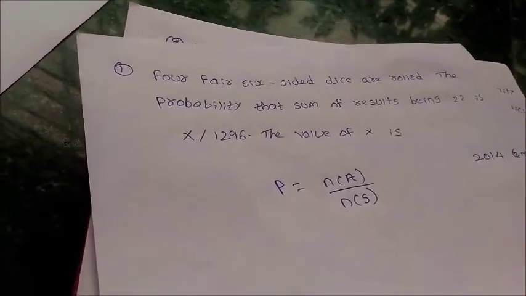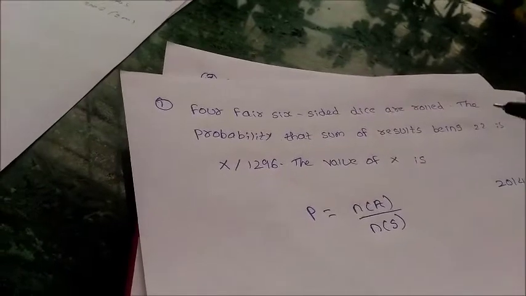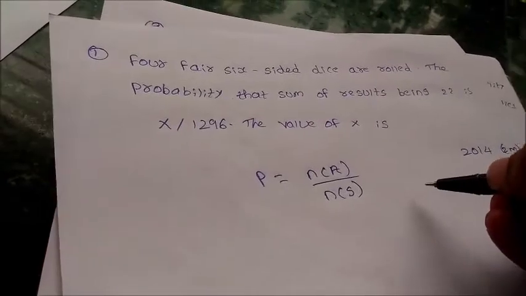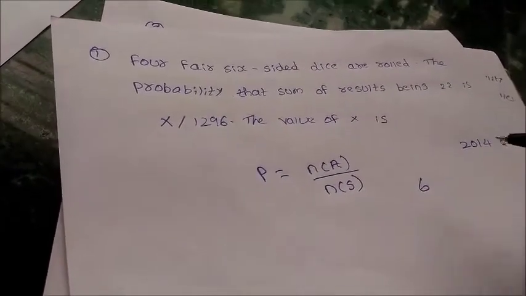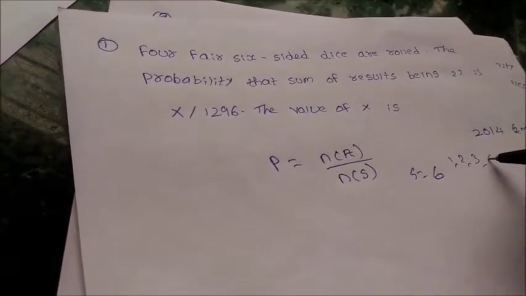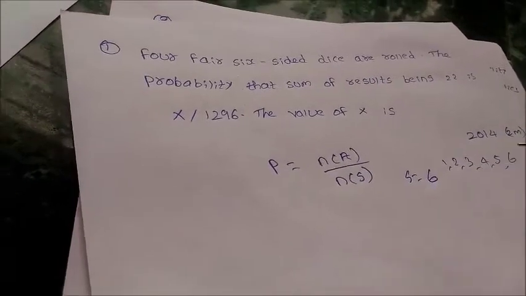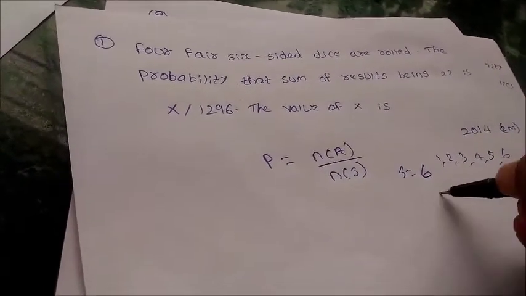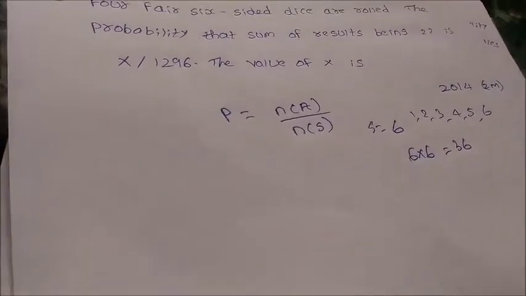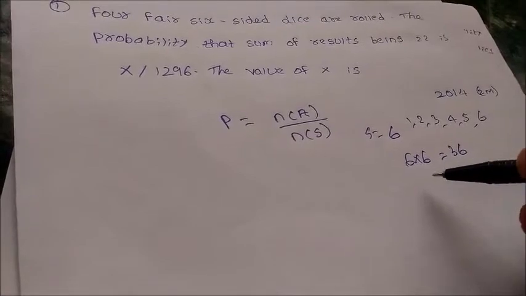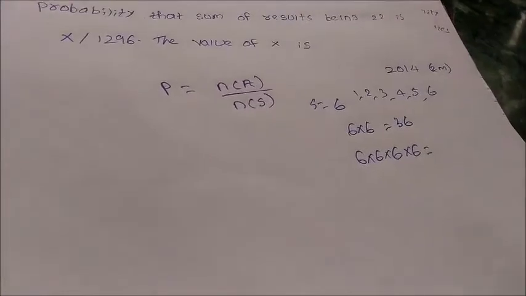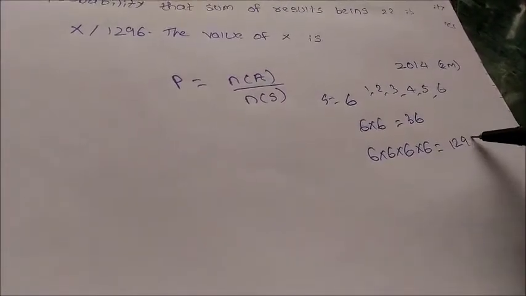Now here we are given that 4 fair six-sided dice are rolled, which means that if one die is rolled, we get a sample space of 6, since on a die we have 1 2 3 4 5 6. If we roll 2 dice, we will get 6 cross 6, that is 36 events. And similarly we could calculate for 4 dice, that is 6 cross 6 cross 6 cross 6, which turns out to be 1296.